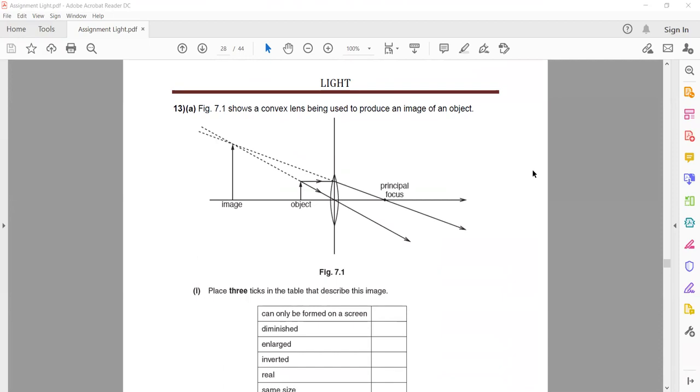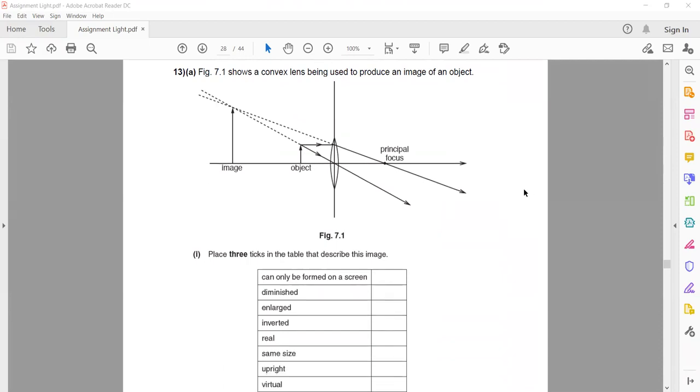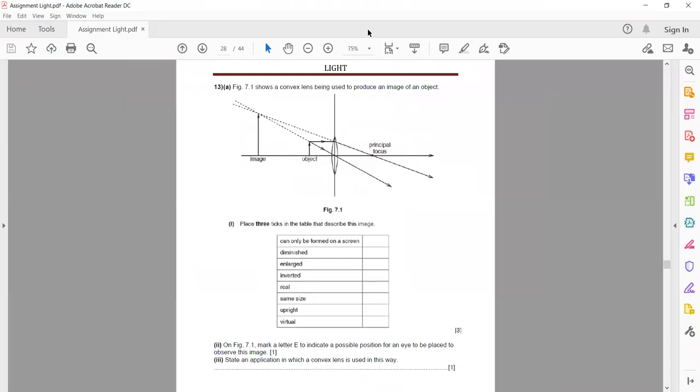Figure 7.1 shows a convex lens used to produce an image. Place 3 ticks in the table to describe the image. What is this image? Diminished? This is enlarged, upright, and virtual.